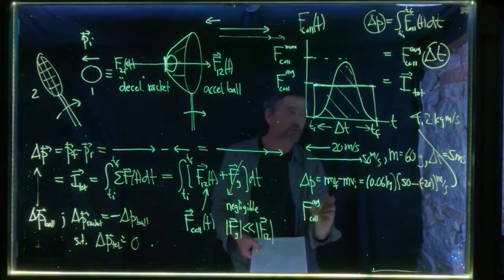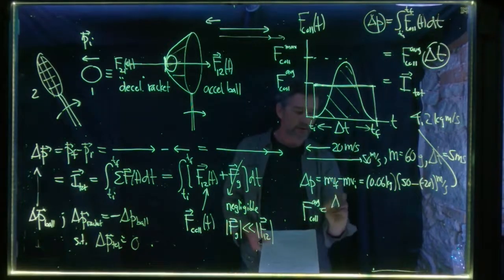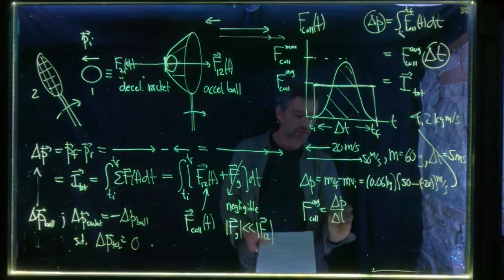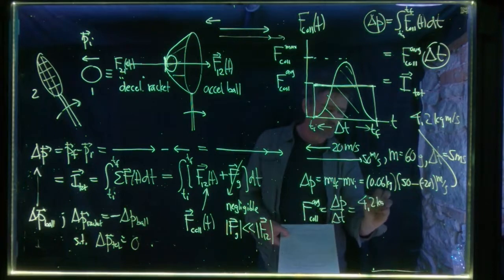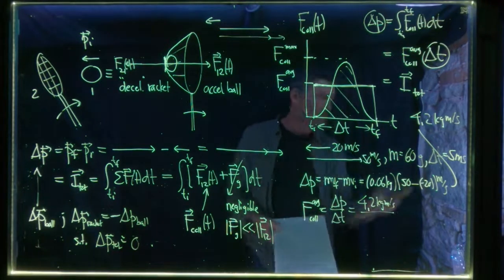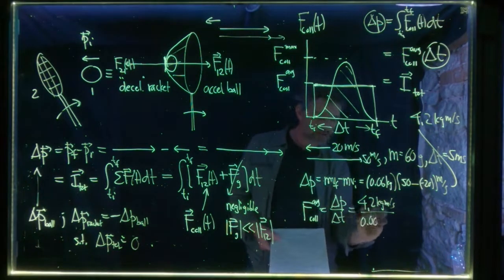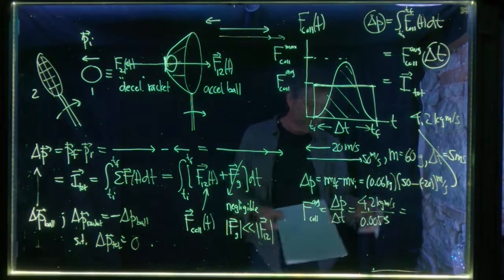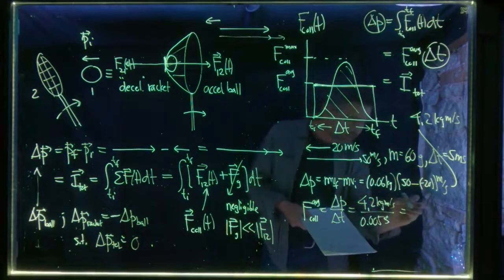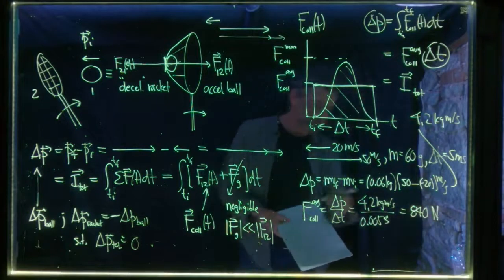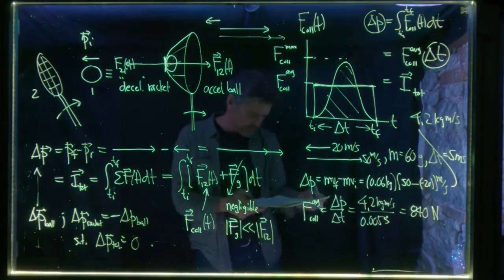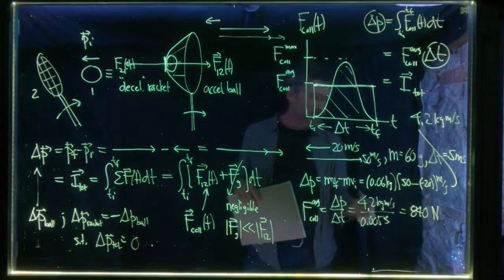the average collision force is the total change in momentum divided by the total time. So that's 4.2 kilogram meters per second divided by the time. 5 milliseconds is 0.005 seconds. You crank this out, and you get 840. If you work out the units, of course, you get newtons, because this is a force we're talking about. So 840 newtons.